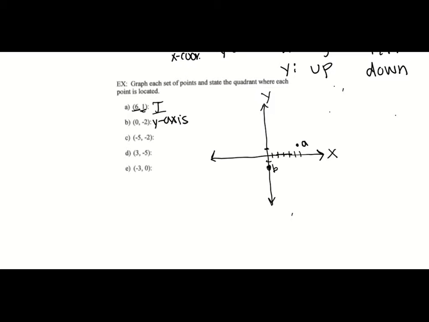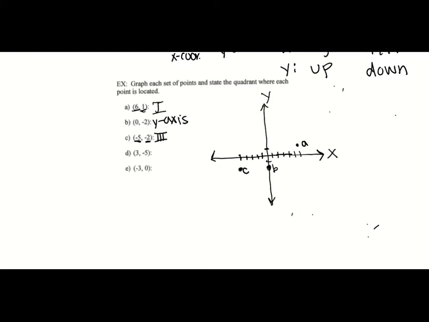Okay, next point, negative 5, negative 2. Our X value is a negative 5, that means we're going left. 1, 2, 3, 4, 5. And our Y value is negative 2, that means we're going to go down negative 2. So we are right here, point C. And if we refer to our quadrants, we can see that point C is in quadrant 3. If we have a negative x and a negative y, that's always going to be in quadrant 3.